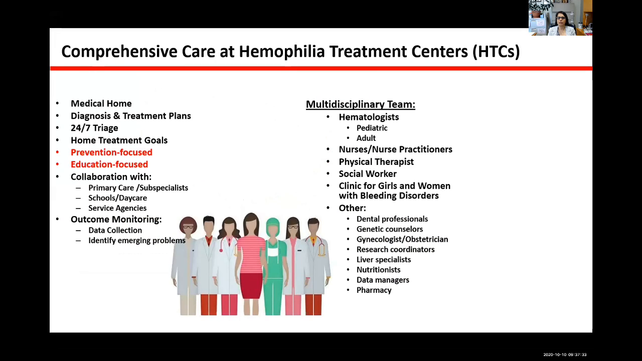These treatment centers are a multidisciplinary team of hematologists, adult and pediatric, nurses, nurse practitioners, genetic counselors, and other subspecialists. And these HTCs serve as a medical home, providing diagnostic and treatment plans, and are typically focused on preventing bleeds, preventing complications that surround the bleeding disorder diagnosis, as well as focused on education.